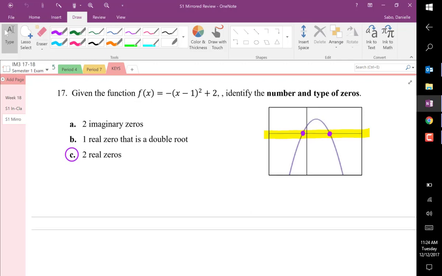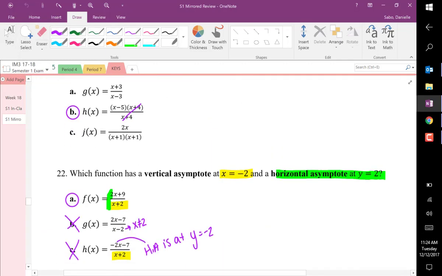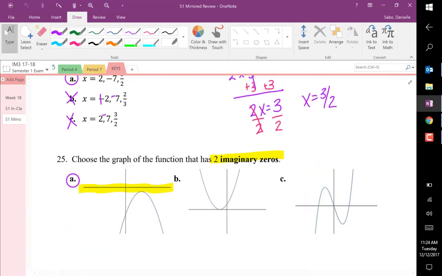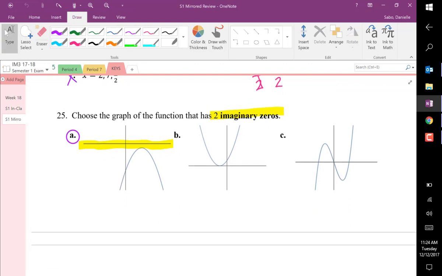Okay, then I had 25. So flip with me. Check your answers, please. 25 was that imaginary one. Look, I even highlighted it. It does not cross for A at all, and that's why it's imaginary. Hopefully that's one of the easier ones on your exam. Think imaginary, does not exist. They do not cross the x-axis.